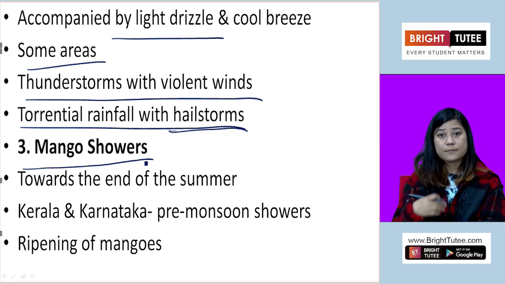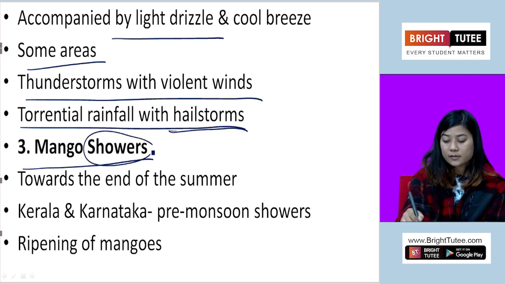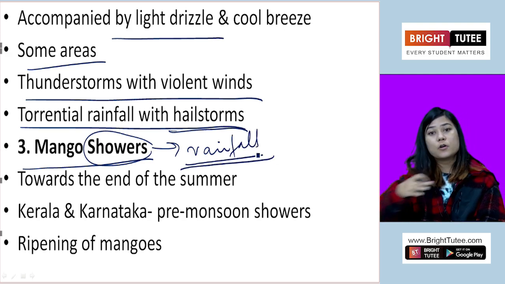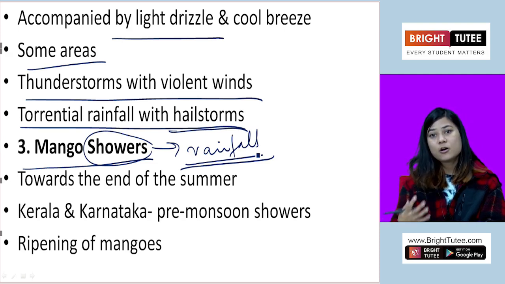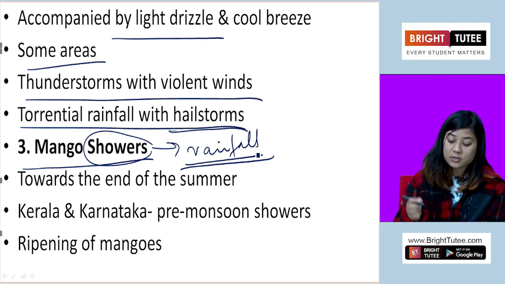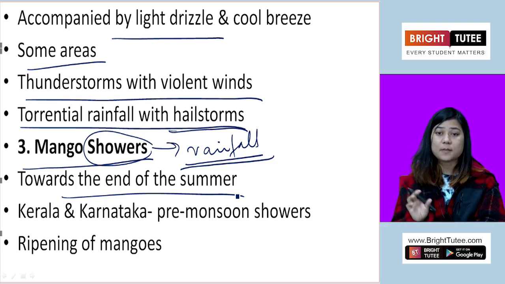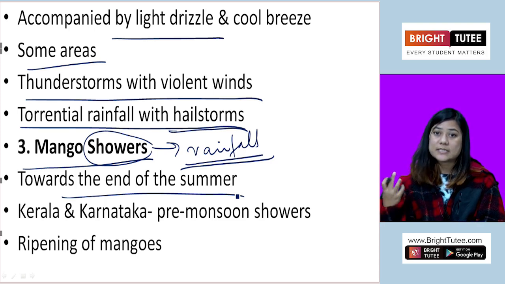The third local name for the wind that we are discussing is the mango shower. Now this mango shower, shower meaning rainfall, which is not for a long time but for a short time, right? Now this mango shower is caused by the southeast trade wind. It is experienced towards the end of the summertime. So we are learning about the summer season. Towards the end of that season, mango showers take place.